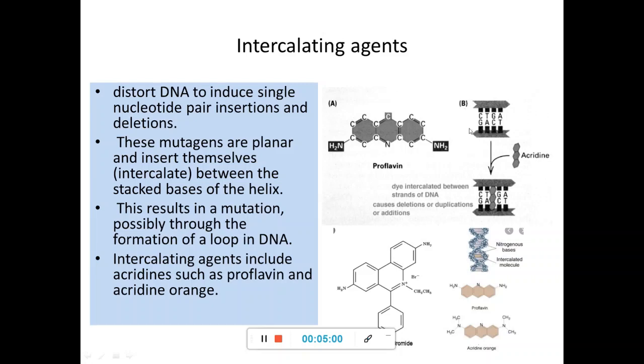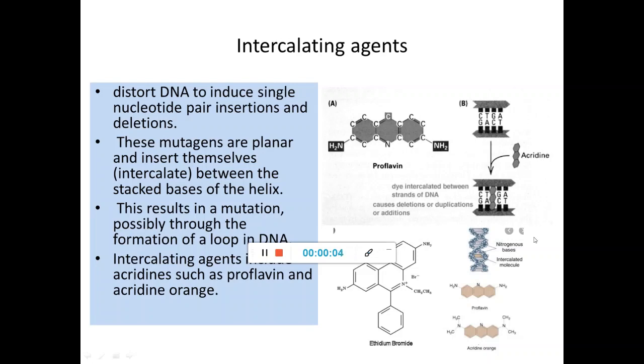If this is a double-stranded DNA, this is one strand and this is the other strand. You have the bases here, which are pairing. Base pairing is happening. What the intercalating agents do is squeeze into the two strands of DNA, and that could result in the formation of deletions as well as duplications and additions. So when the dye intercalates between the double helix, mutations occur in the form of deletions, duplications, as well as additions.